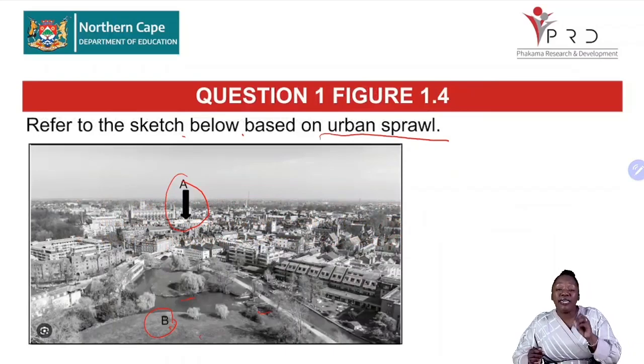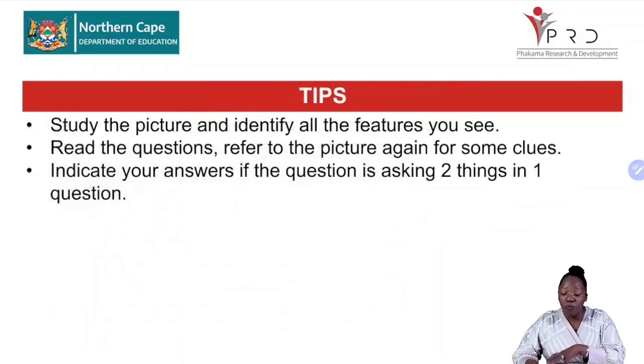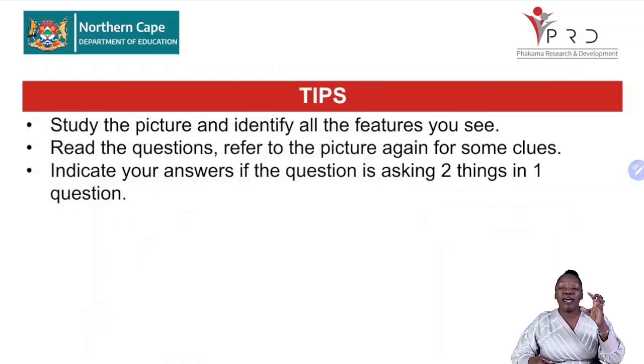So now that we have identified these features that you see on the picture, it is time for us to go through the tips. You study the picture and you identify the features. We have done that. And you read the questions, then you refer to the picture again for some of the clues. And then you indicate the answers. If the question is asking about two things, maybe they can say identify area A and identify area B, there you need to be specific. Area A is this, area B is this.